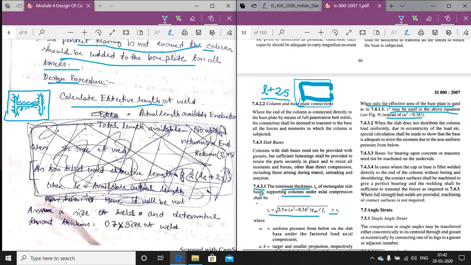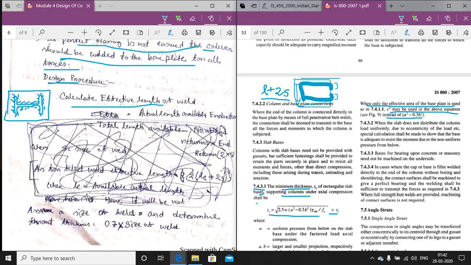What is end return? If this is the welded connection, this is the actual available length. If this is the length available, then this is called end return.